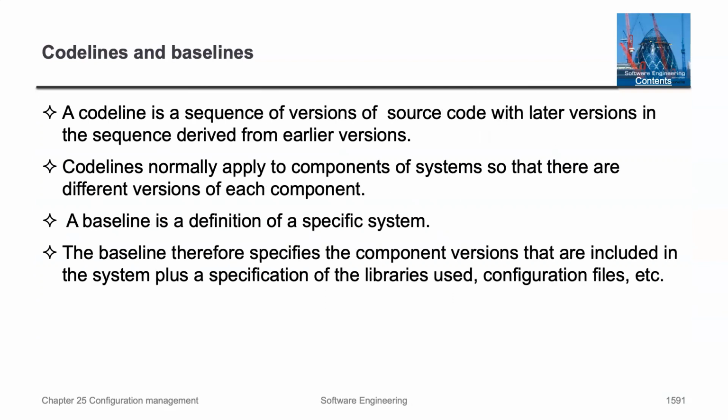A code line is a sequence of versions of source code with later versions in the sequence derived from earlier versions. Code lines normally apply to components of systems, so there are different versions of each component.